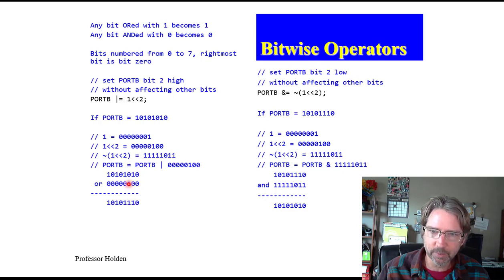There's our change. 1 ORed with 0 gets a 1, 1 ORed with 0 gets a 1, so you see this is just copying it down. 0 ORed with 0 keeps the 0, 1 ORed with 0 keeps a 1. So we get the same bits except for bit 2, which we forced to be a 1.